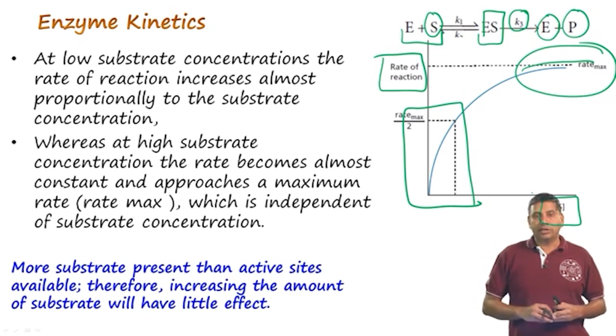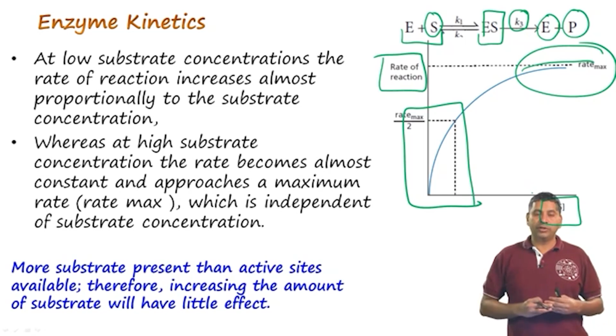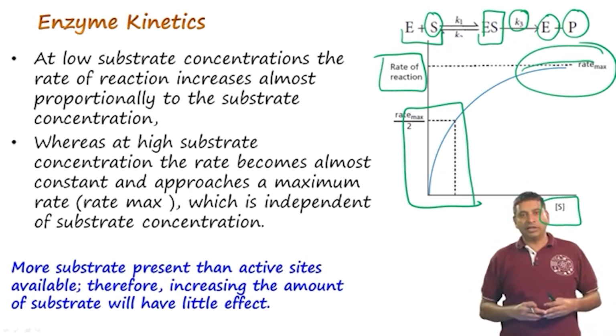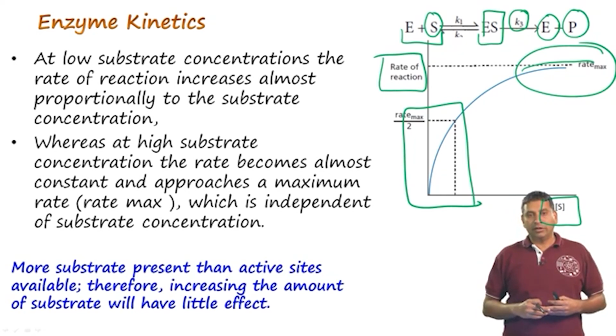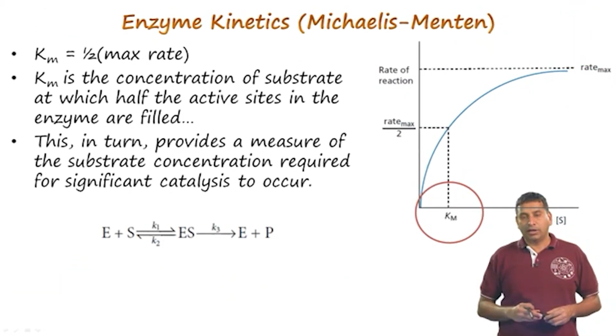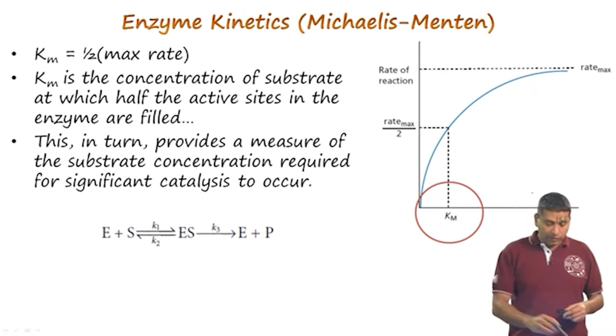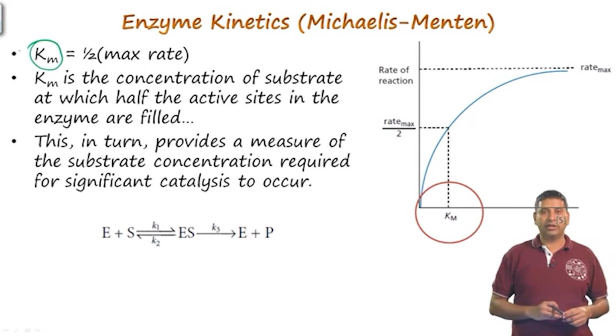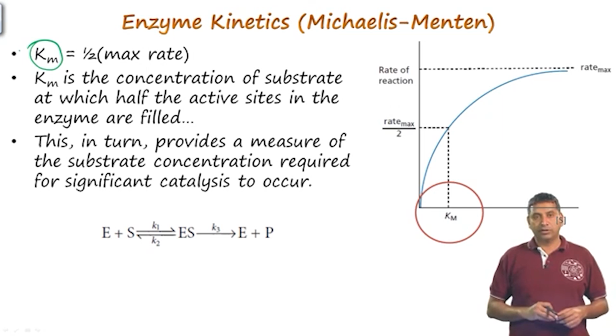One can understand this by thinking about the relationship between the substrate concentration and the enzyme. When more substrate is present than active sites available, increasing the amount of the substrate will have no effect. One of the ways in which we understand enzyme kinetics is to do what is known as a Michaelis-Menten treatment. We define a term Km, which is the substrate concentration at half of the maximum rate. It is called the Michaelis constant.